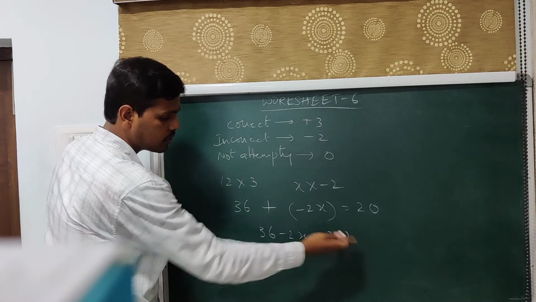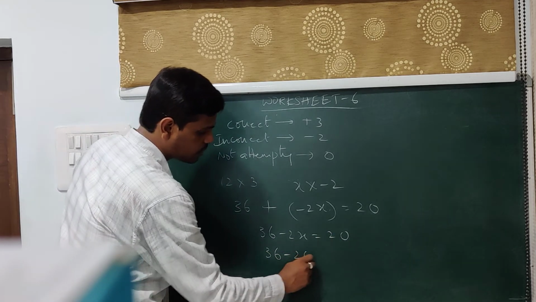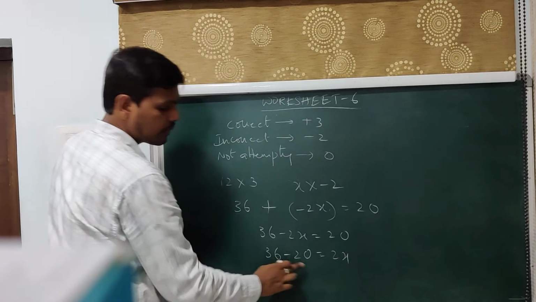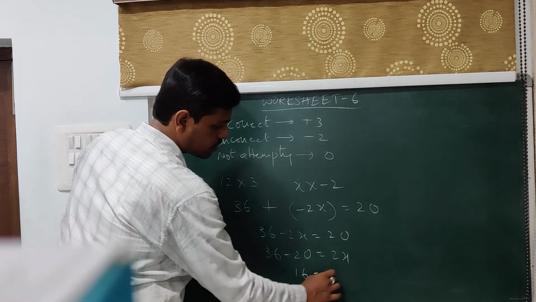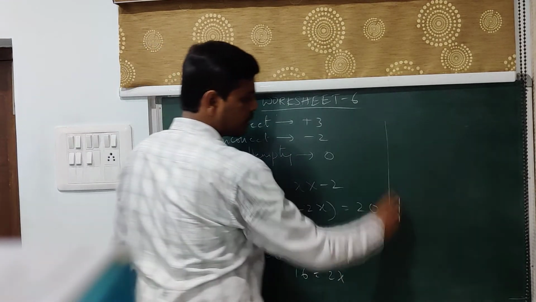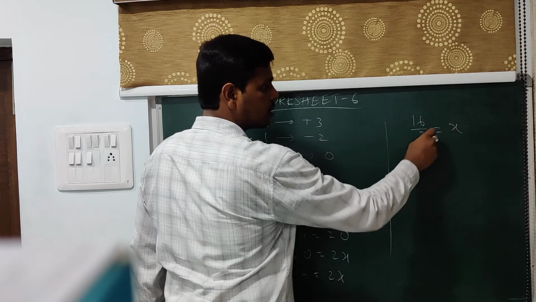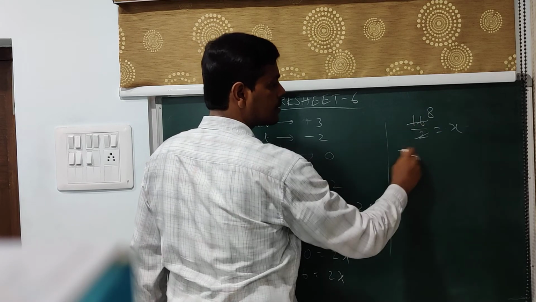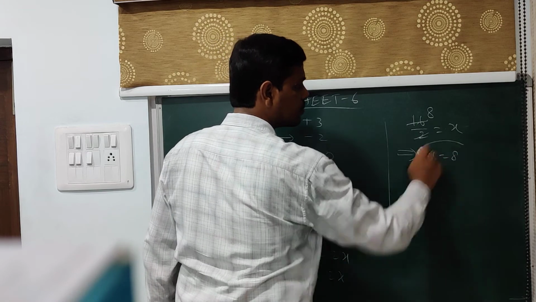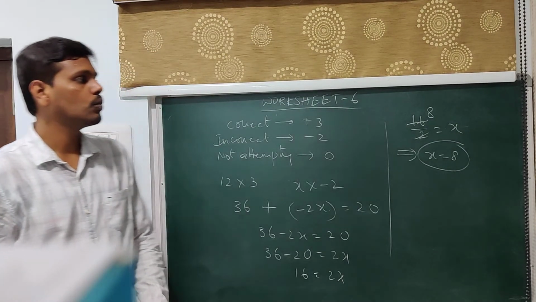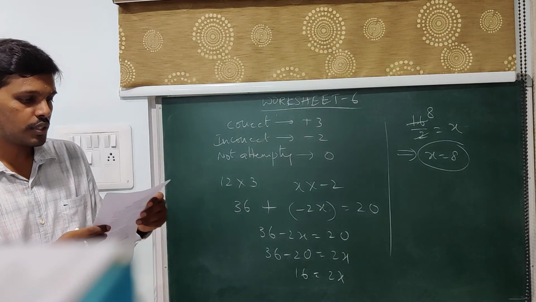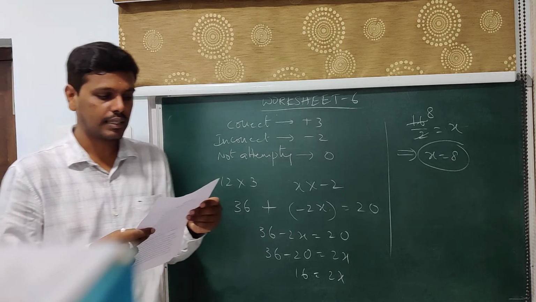Bring this to left hand side and this to right hand side. 36 minus 20 is equal to 2x. 36 minus 20 is 16. 16 is equal to 2x. Find the value of x. So bring 2 to left hand side. 16 by 2 is equal to x. 2 ones are 2, 8s. So that implies x is equal to 8. So she has attempted 8 questions incorrectly.